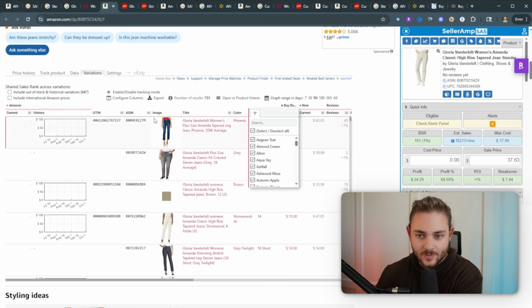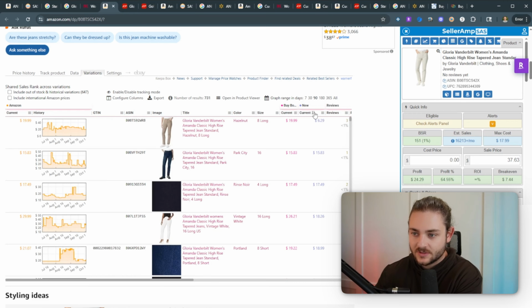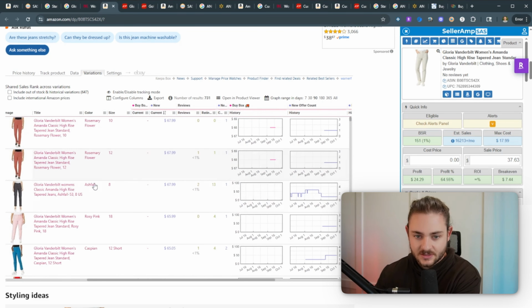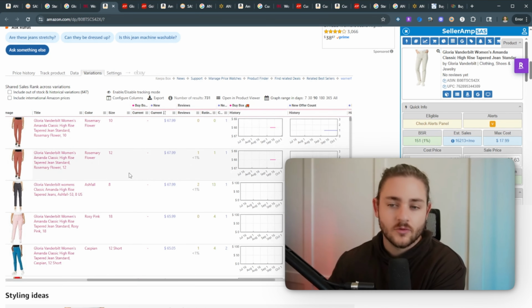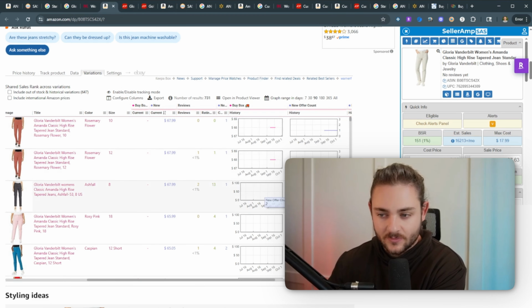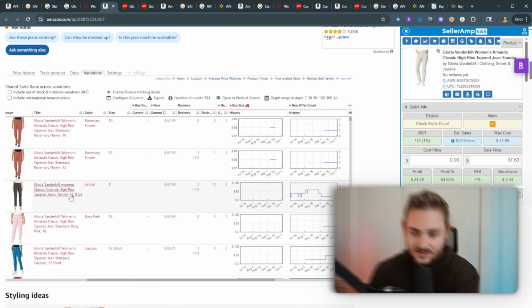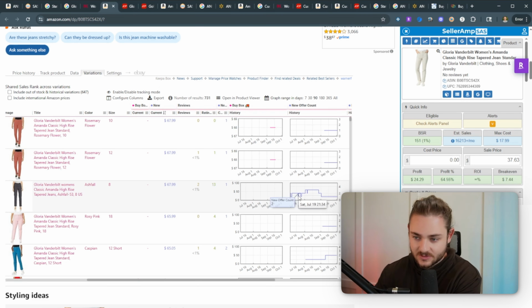So let's actually just go back to all the colors here and then filter this by what's the most expensive right now. So I do see there are some of these that are decently expensive, and really what I'm looking for are versions of these pants where the new offer count is changing. That tells me that it's obviously selling if people are coming onto the listing like they are on this one right here. See this Ashfall size 8. The number of new sellers is fluctuating a decent amount over the last 30 days here. So that means people are coming in this listing and they're also selling out on that.